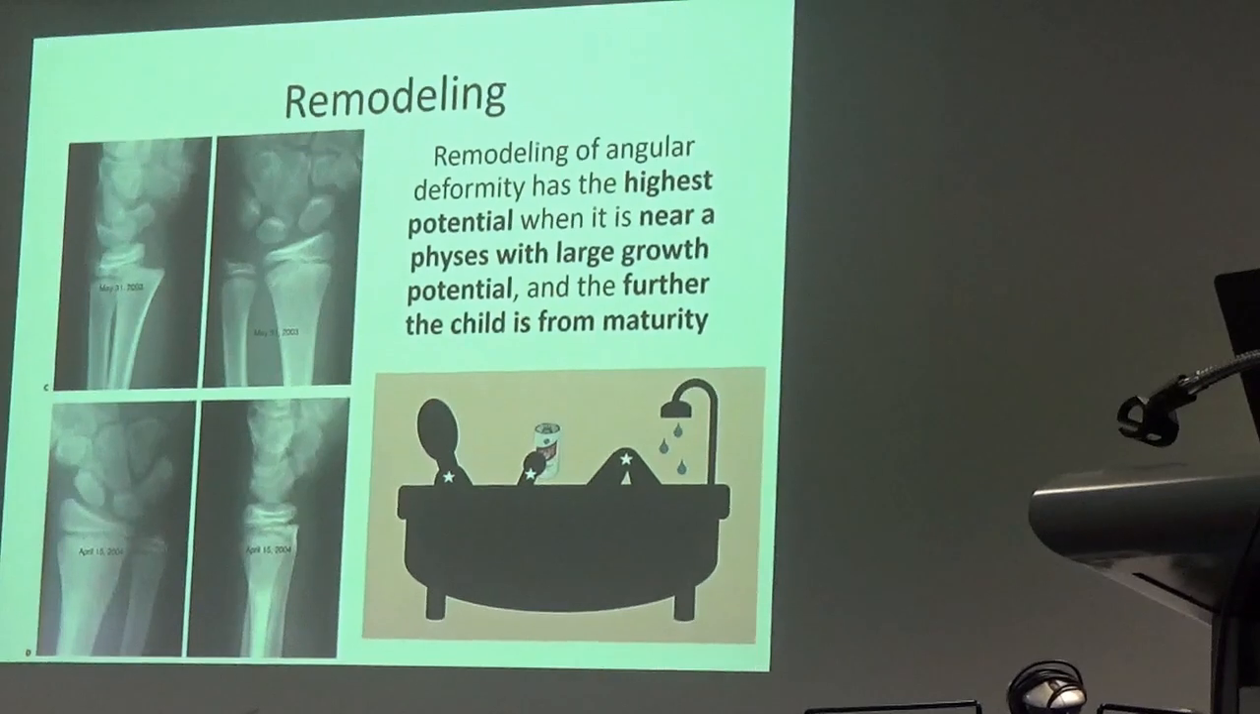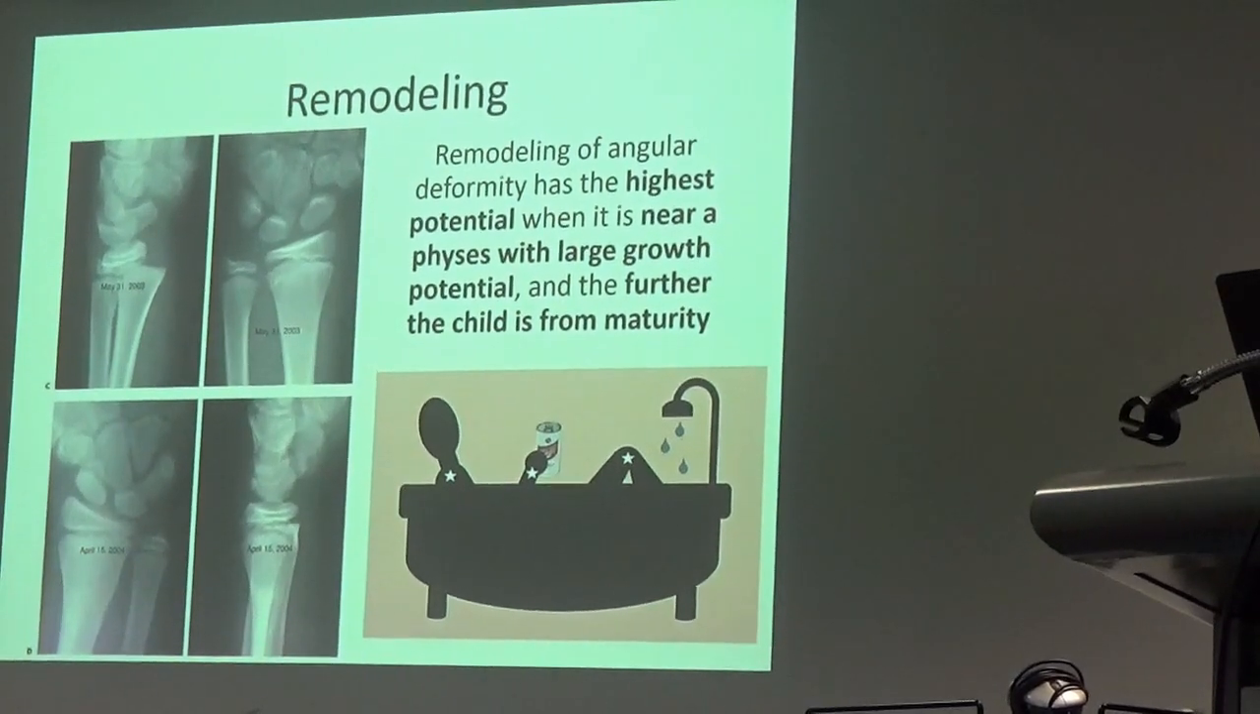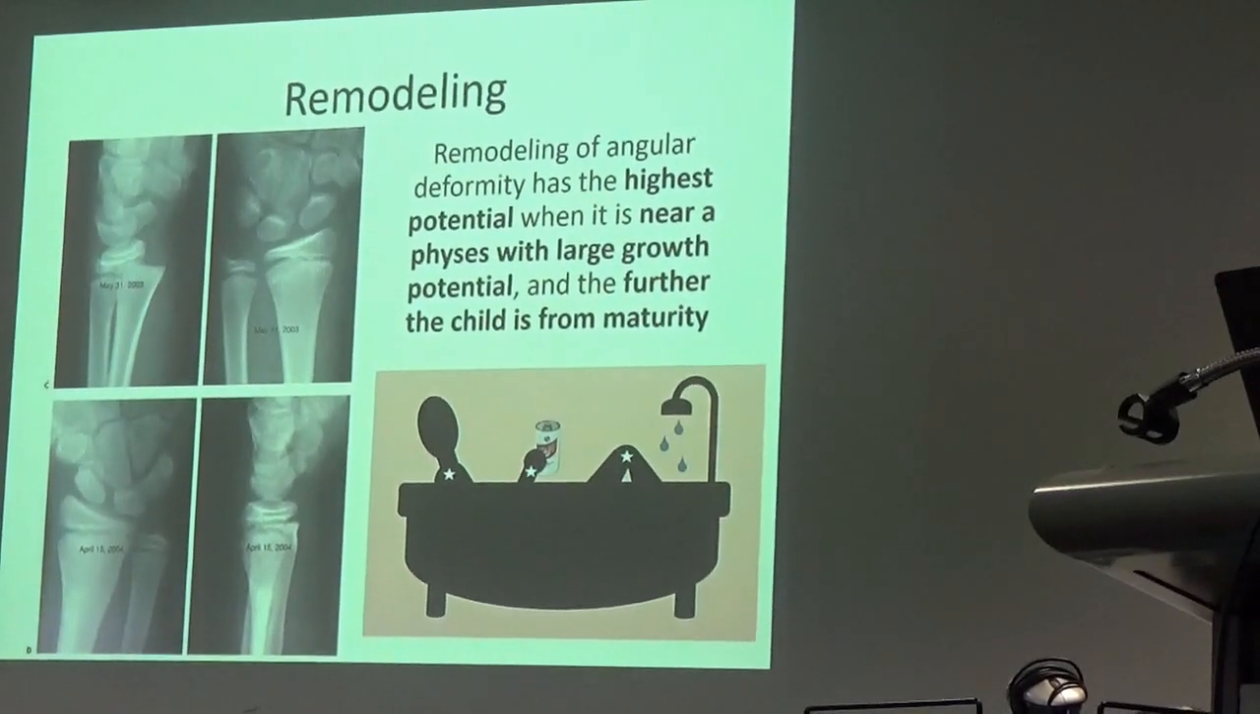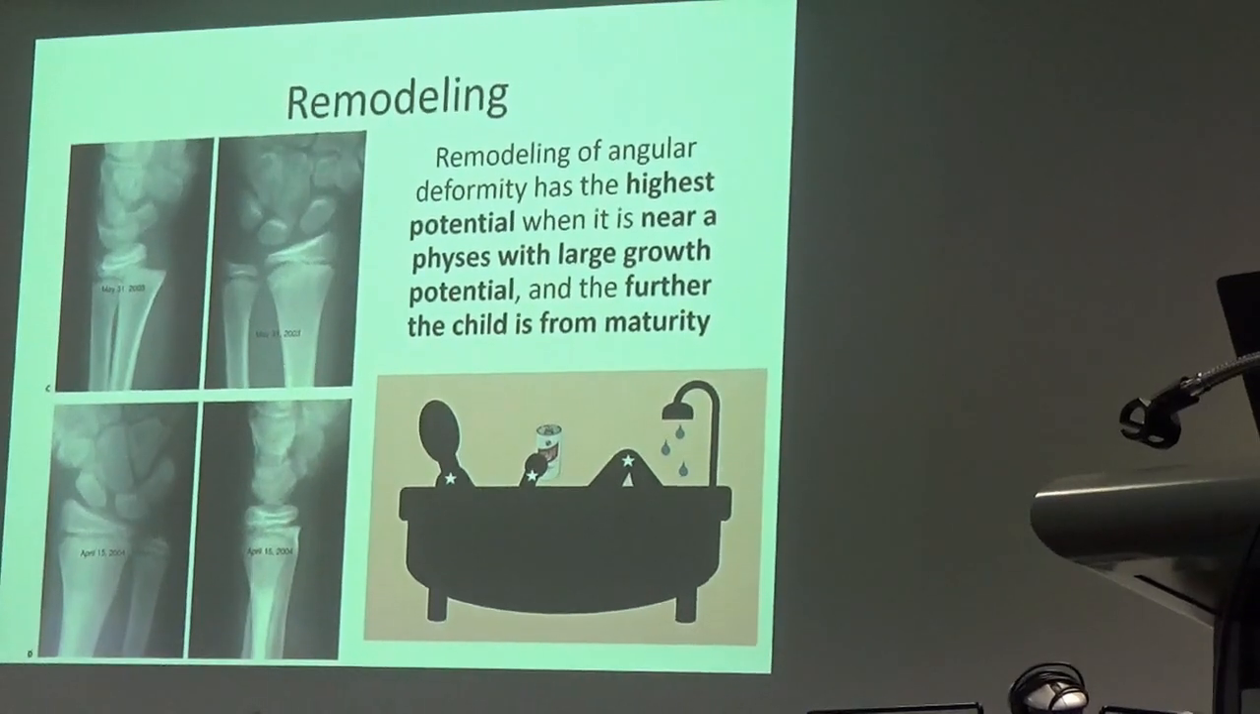So a proximal humerus you can leave alone at 30 degrees, it'll be straight in here. At the distal femur, it's got more ability to grow, but we'll talk about the fractures there.